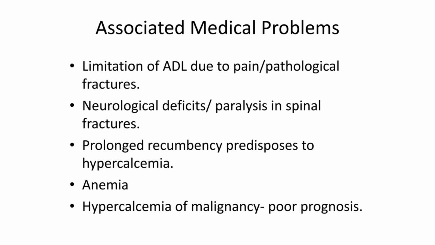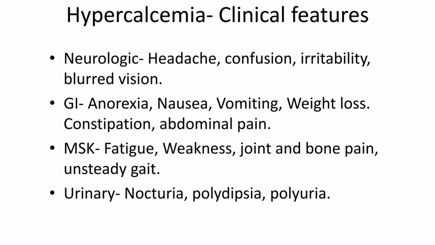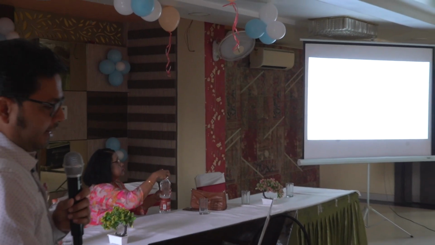Whenever the patient is bedridden for a long time, it predisposes to hypercalcemia and bone loss. And whenever there is anemia and hypercalcemia of malignancy, the prognosis is poor. So whenever there is a bedridden patient or malignancy with hypercalcemia, you should look for these symptoms also. Neurological symptoms of hypercalcemia: headache, confusion, irritability, blurred vision. GI symptoms: anorexia, nausea, vomiting, weight loss, constipation, abdominal pain. Musculoskeletal symptoms: fatigue, weakness, joint and bone pain, and unsteady gait. And urinary symptoms: nocturia, polydipsia, and polyuria.